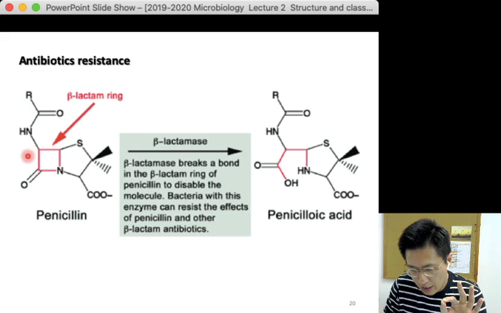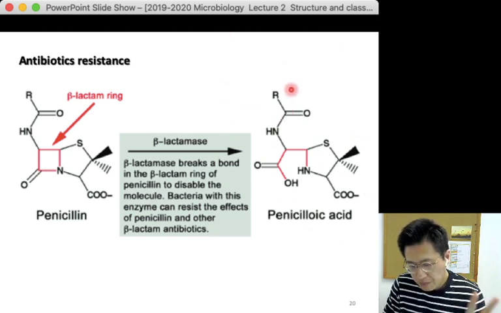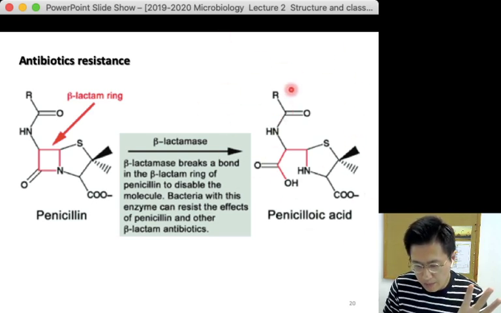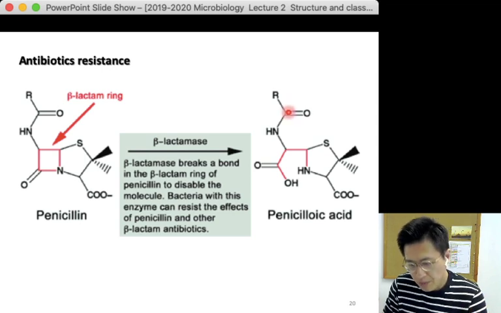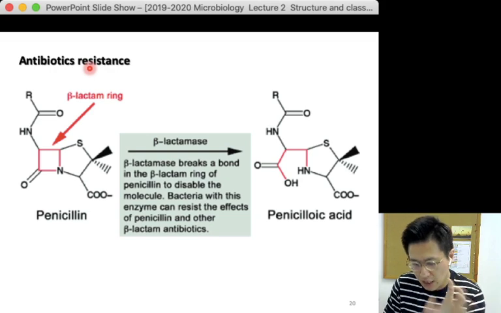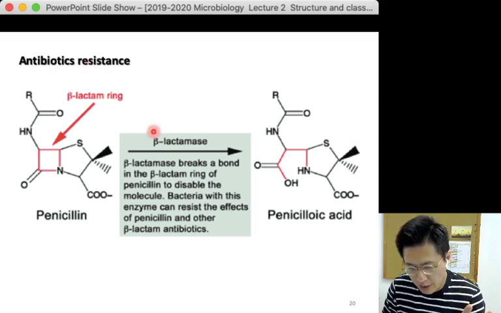This is the beta-lactam ring. They cause dysfunction of the whole molecule, so it can't work anymore. This phenomenon is called antibiotic resistance. The bacteria can resist the actions of antibiotics by secreting an enzyme that disables or destroys the structure of penicillin.